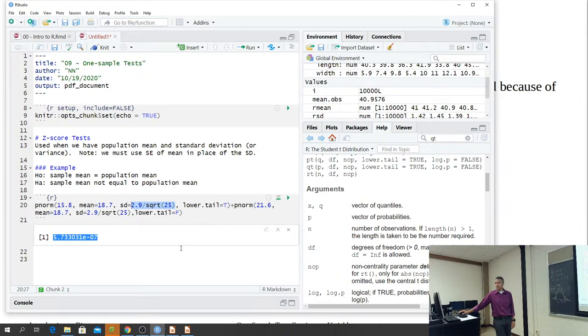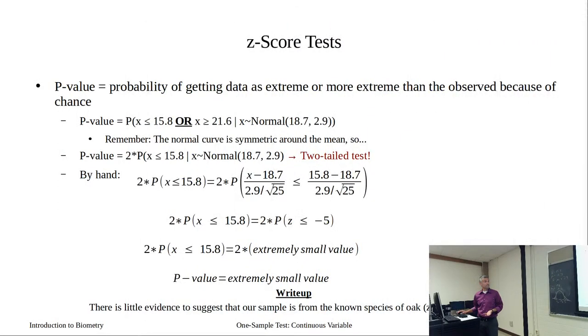All right? So, what's our conclusion? Yep, it's less than 0.05. We reject our null hypothesis that they're equal, which means that they're not equal. So how do we report it? Part of this class is learning how to report our data. So here's my write-up.